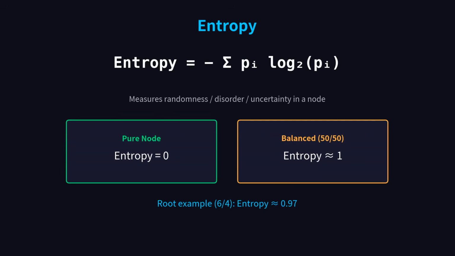It quantifies disorder. A pure node has entropy 0. A balanced binary node approaches 1. For our root of 6 approvals and 4 rejections, entropy is approximately 0.97.